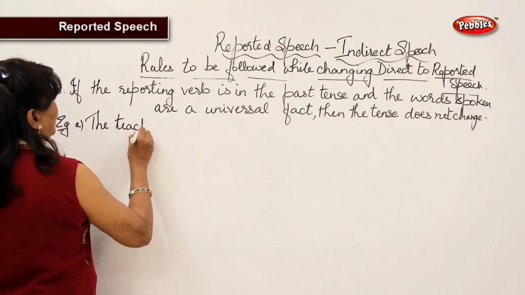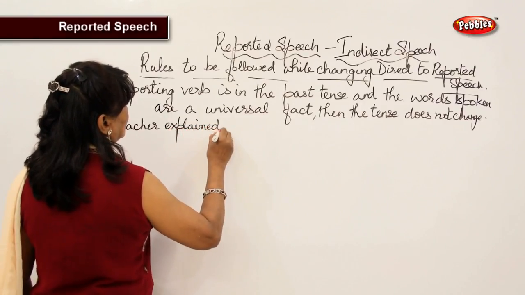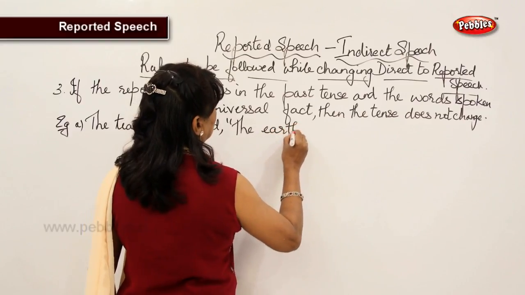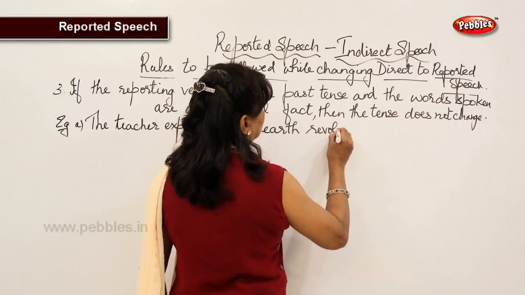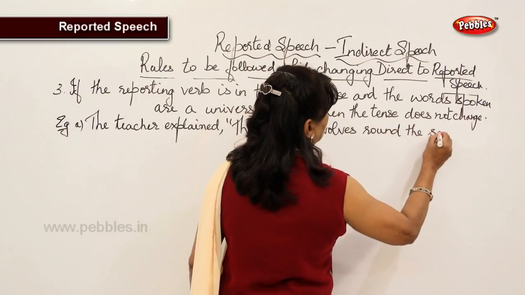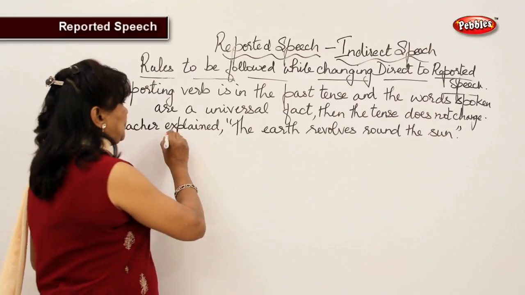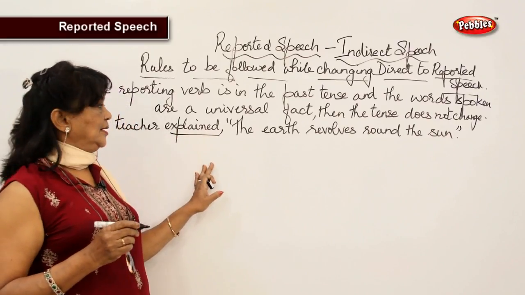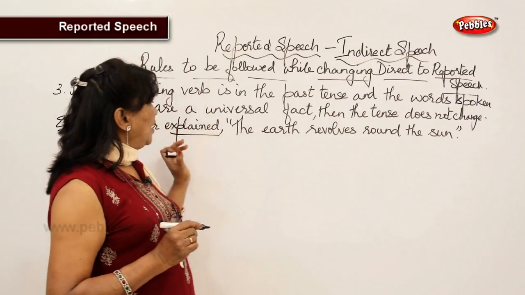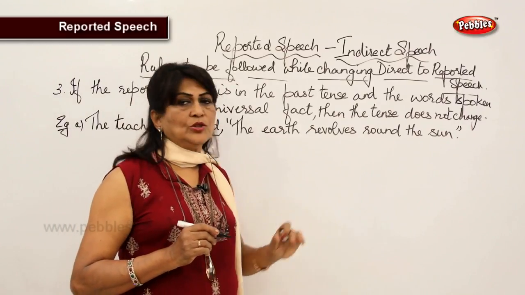The teacher explained, the earth revolves round the sun. Here, if you see the verb here, explained, what tense is that? It's a past tense. The teacher explained, the earth revolves round the sun. If I follow rule number 1, if this is in the past tense, we have to change this tense also into past tense.